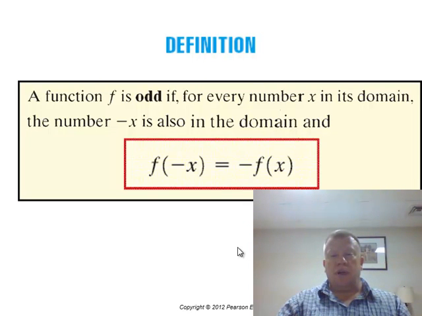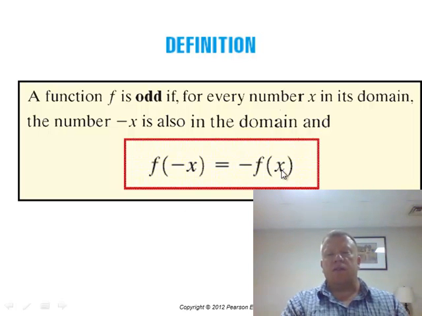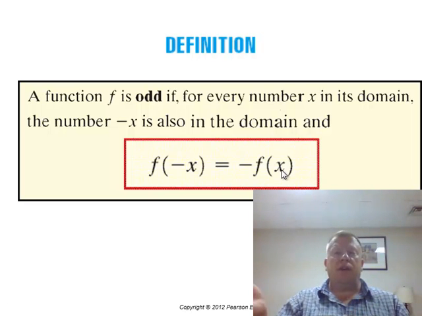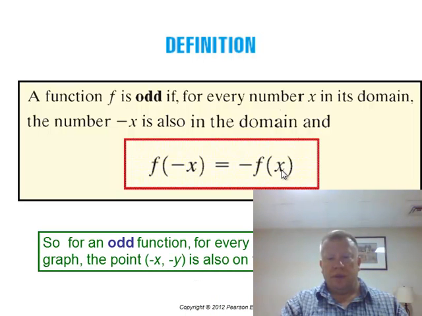And an odd function is a function where if you replace x by negative x, you get the negative of the function. And again, if you remember the discussion that we had regarding symmetry of graphs, if you replace x by negative x and you get the negative of the original expression, that means that the graph is going to be symmetric with respect to the origin. So if x comma y is on the graph, then negative x comma negative y is also on the graph. That's what it means for the graph to be symmetric with respect to the origin.